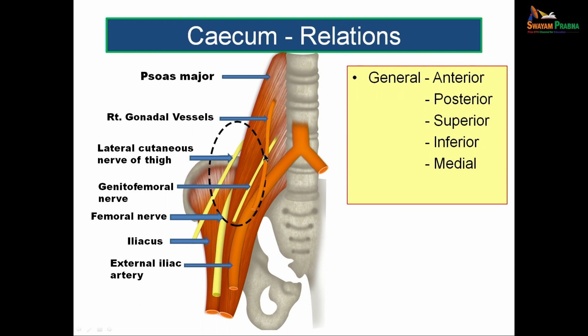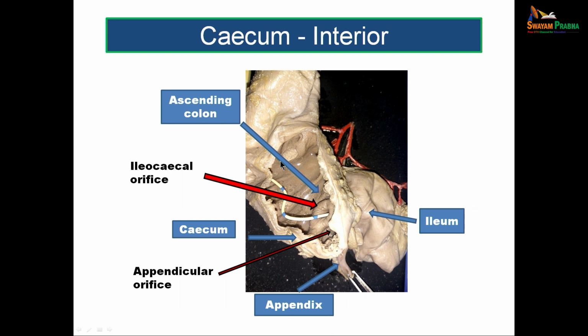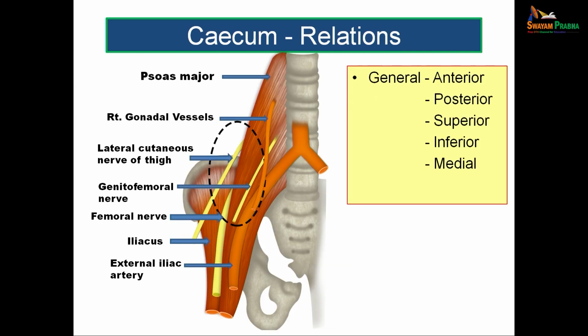anterior abdominal wall, and occasionally you will find coils of small intestine when the cecum is empty. Posteriorly, the cecum is related to 2 muscles, the psoas major and the iliacus, and 2 nerves, that is the genitofemoral nerve and the lateral femoral cutaneous nerve of thigh. Occasionally, the femoral nerve also projects in between the 2 muscles, forming a posterior relation to the cecum. It is also related to 2 vessels, the right gonadal vessels and the right external iliac vessels. So, these form the posterior relations of the cecum.